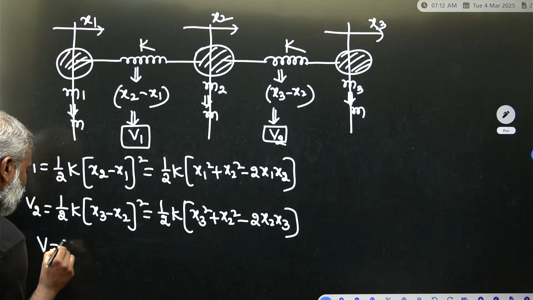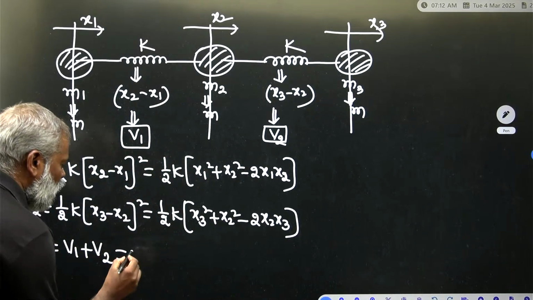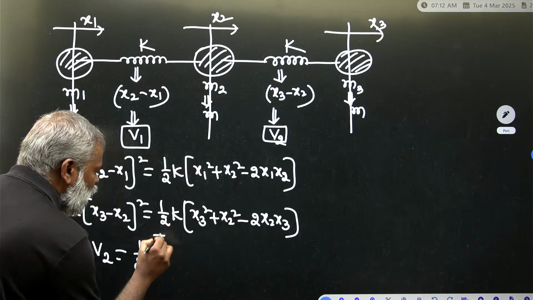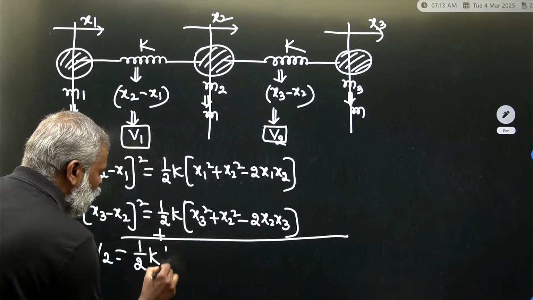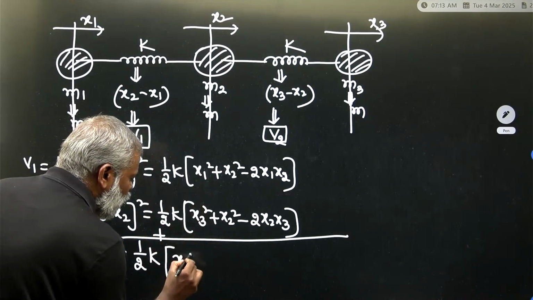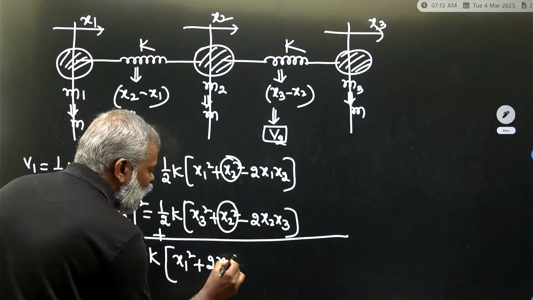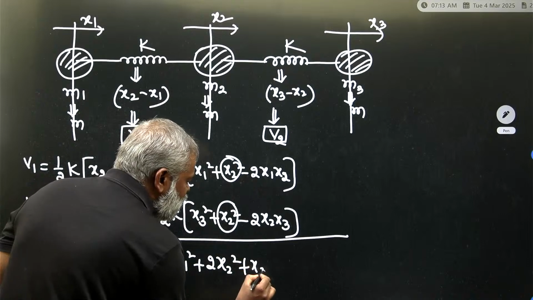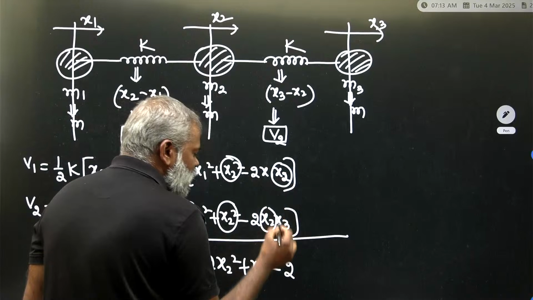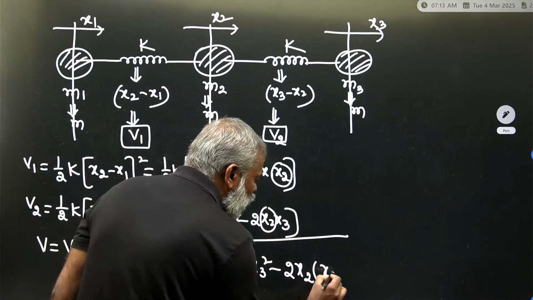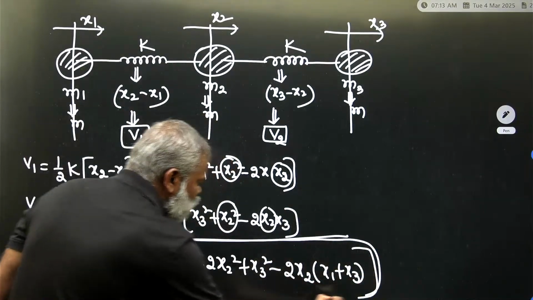Now the potential energy V is equal to V1 plus V2. The whole system potential energy is equal to 1 by 2k. You have to add these two expressions. What will happen? You have to see 1 by 2k into x1 square plus 2x2 square, since here also x2 is there, x2 is there, 2x2 square plus x3 square minus 2 into whatever the common, x2 is common, 2x2 into (x1 plus x3). So this is the potential energy corresponding to that problem.